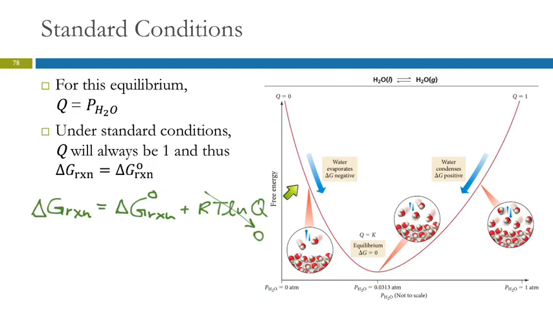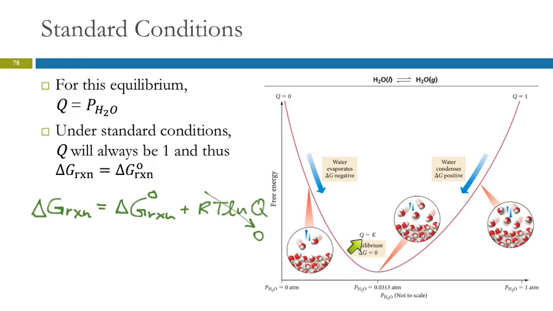Well, I'm sorry. Backtrack. So here we've got Q equals 1. Over here we've got partial pressure of 1 atmosphere. And over here partial pressure of 0. So the x-axis is partial pressure of water. And then free energy increasing as we're going up here. So if Q equals 1, then delta G equals standard delta G.